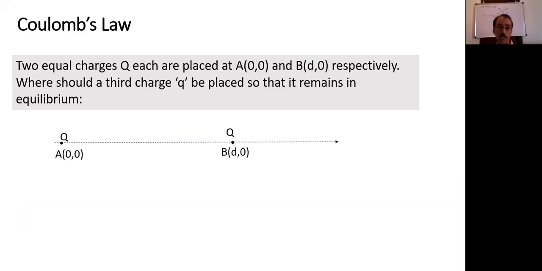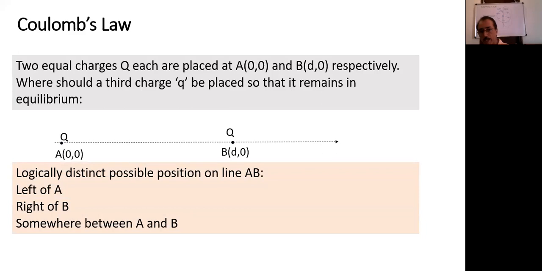Then when you come to the line AB, what are the distinct possible positions on the line? Left of A, right of B, somewhere between A and B. We have to check all three. Mentally, you can check quickly. Is there any point on the left of A where the force can be zero? Is there any point between A and B where it can be zero? Is there any point right of B where it can be zero? No, sir, because the direction of the forces will be in the same direction. Excellent. So for two forces, they must be collinear and the direction must be opposite. Very good.